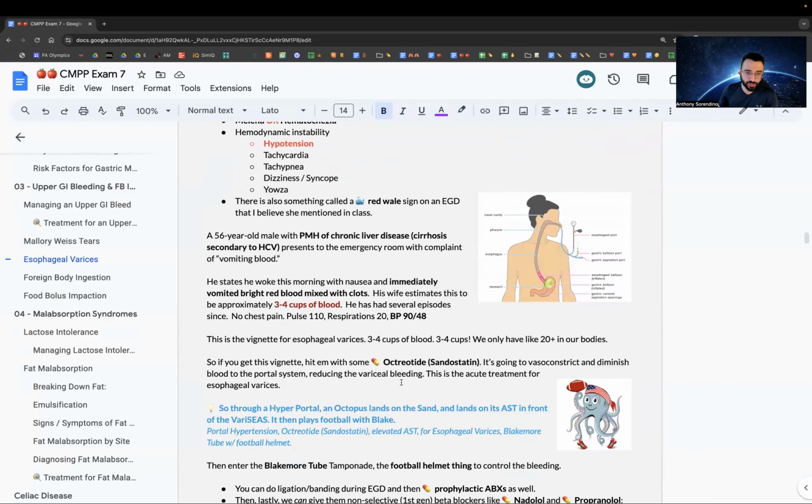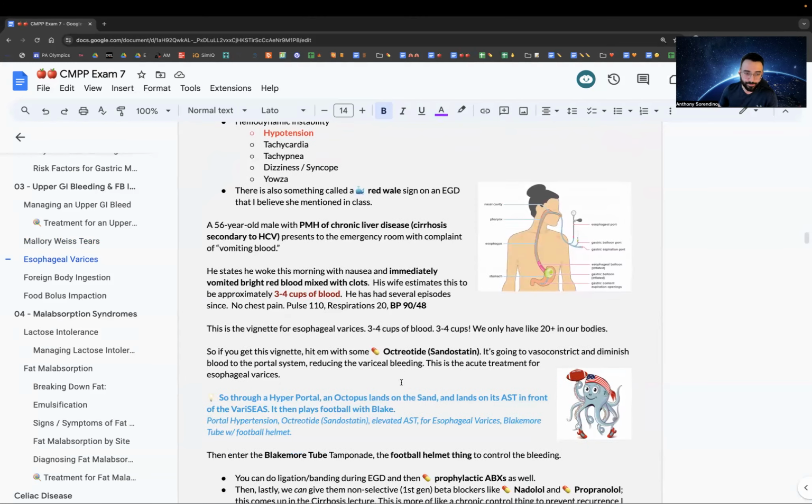Vignette is going to be a 56-year-old male with a past medical history of chronic liver disease, cirrhosis. He's got hep C, presents to the ER because he's vomiting blood. Here's the big thing. He had some nausea and he immediately vomited bright red blood mixed with clots. And his wife estimates that it was 3 to 4 cups of blood. We only have like 20 in our body. So this guy is vomiting up like a quarter of the blood. So this is crazy.